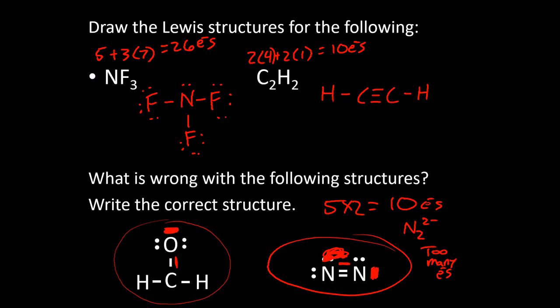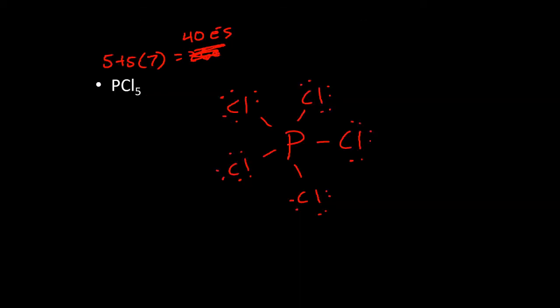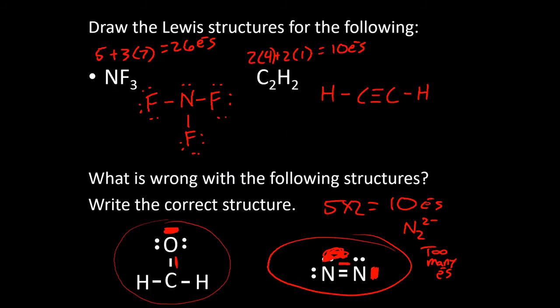So we need to be careful when we're counting electrons. Hopefully you won't make quite as egregious of a mistake as I did back here, where I was somehow off by 14. I guess I thought I had 3 chlorines instead of 5. But anyway, be careful when you're counting electrons, because it can lead you astray if you're not careful with that.